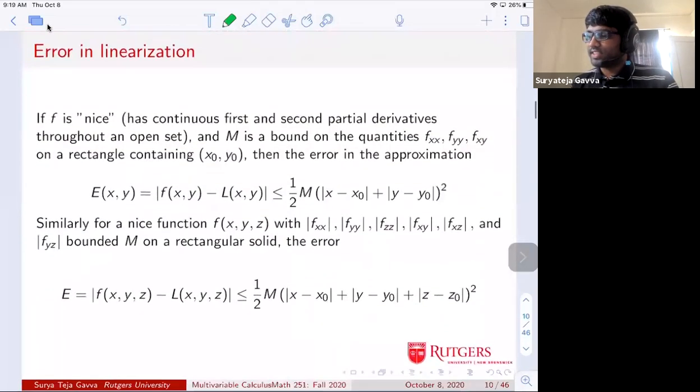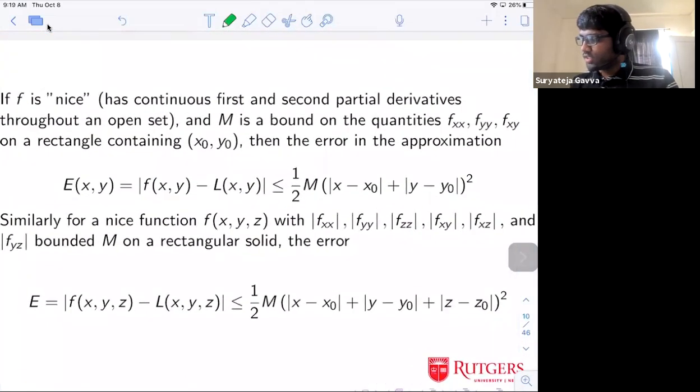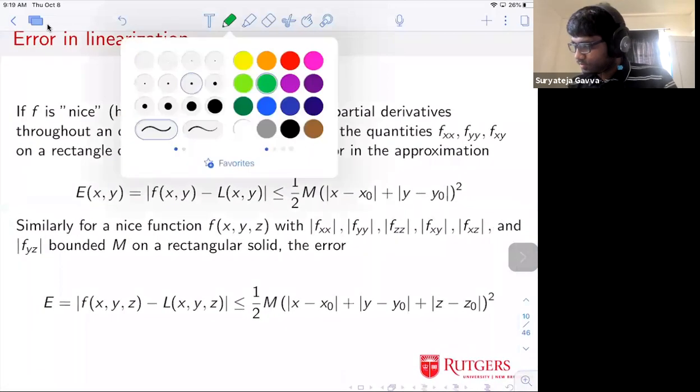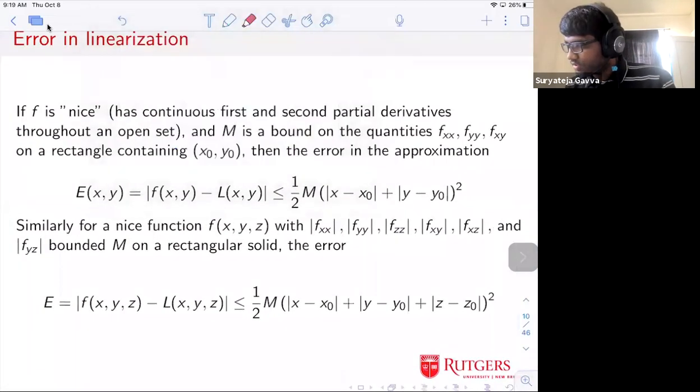But that is an approximation, right? That's an approximation for the function.